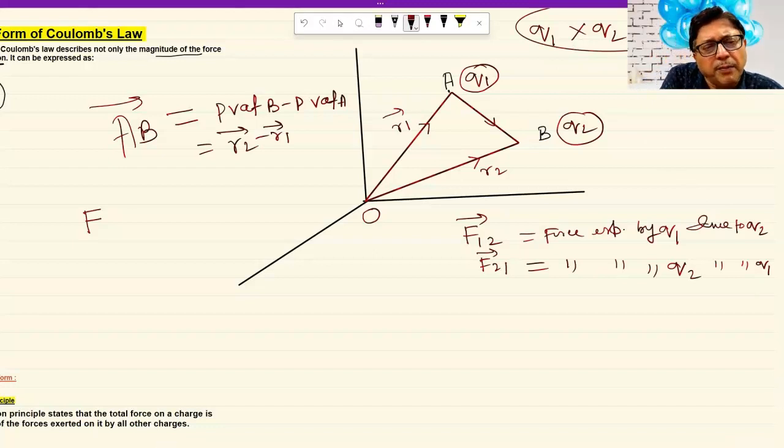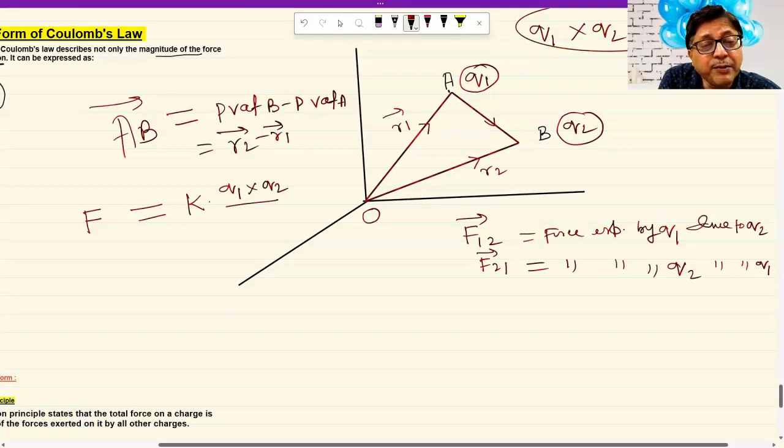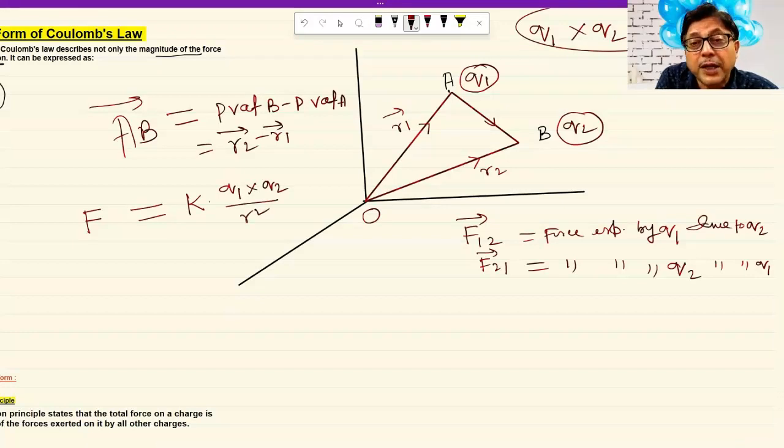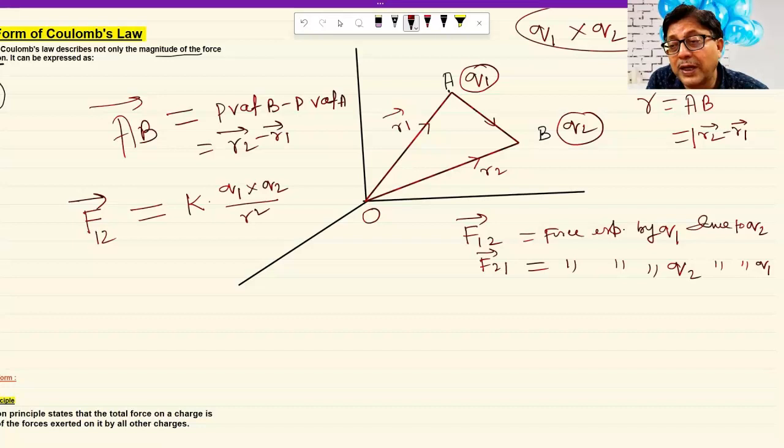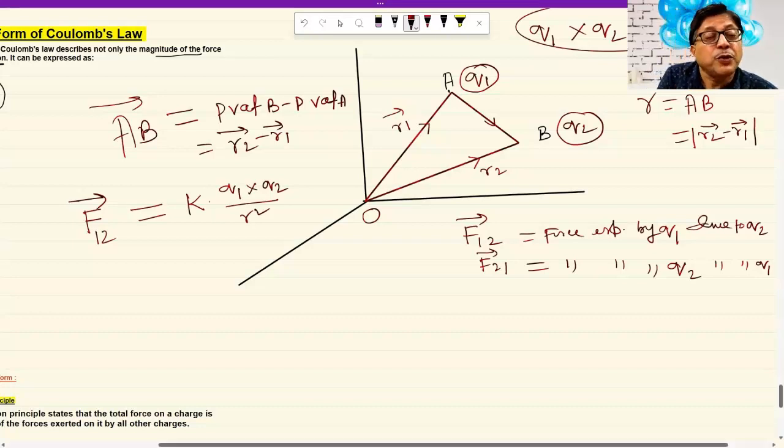Now if you write the magnitude, F is going to be K, that K you must write. In vector form, that 9 into the power 9, we just write K Q1 Q2 by R square, the attractive force. We are writing it for the force experienced by Q1 due to Q2. We have taken it as F12. F12 is K into Q1 Q2 by R square. What is R here? R is AB. AB is the mod of R2 minus R1. So F12 is K Q1 Q2 by R square, that force directed towards B.